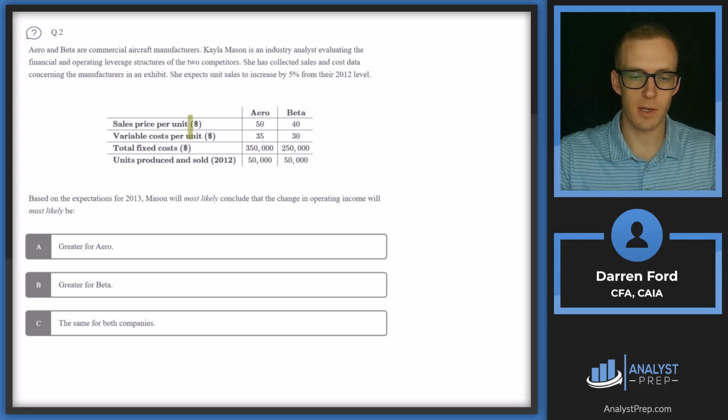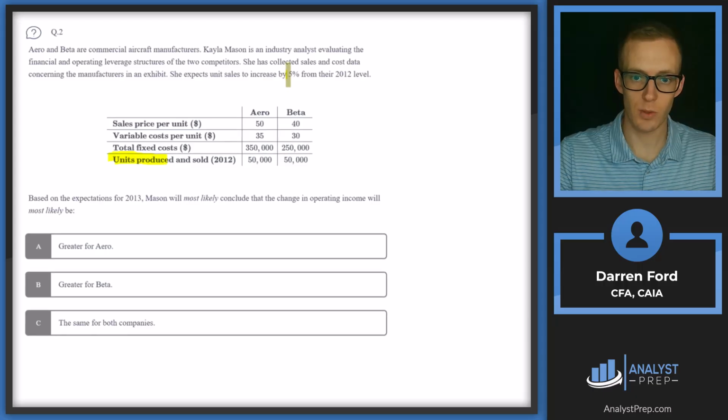All right, so we've got sales price per unit here, variable cost per unit. As a reminder, variable cost per unit is basically going to vary with how many units we're selling, and then total fixed cost is just going to be the same no matter how many units we sell. So we're increasing sales by 5%. That's going to have an effect on variable cost, but not on the fixed cost. Based on expectations for 2013, Mason will most likely conclude that the change in operating income will most likely be greater for Arrow, greater for Beta, or the same for both companies.